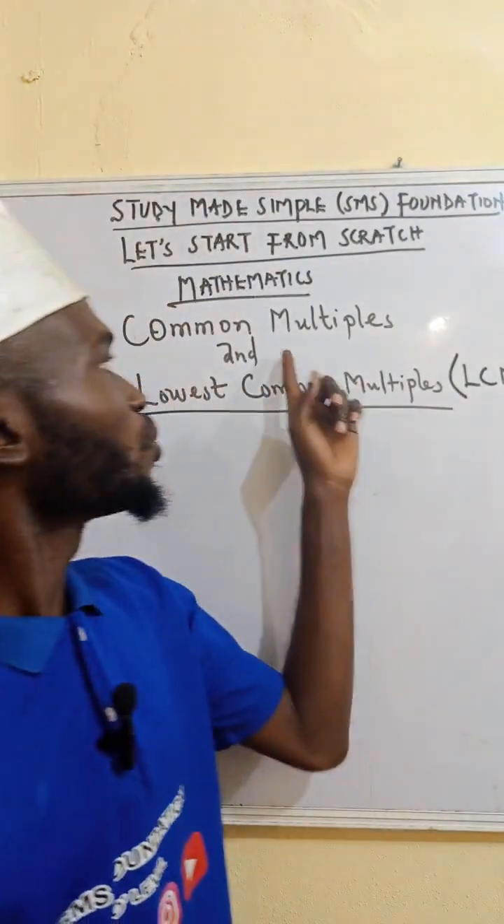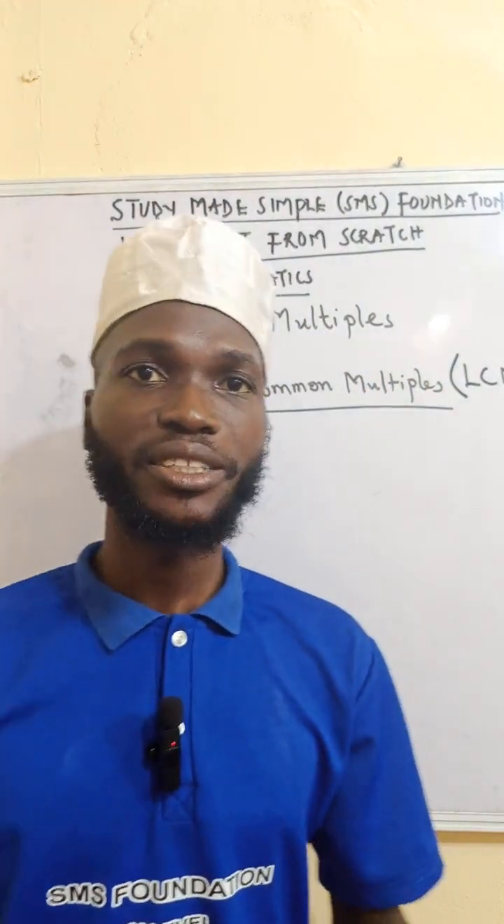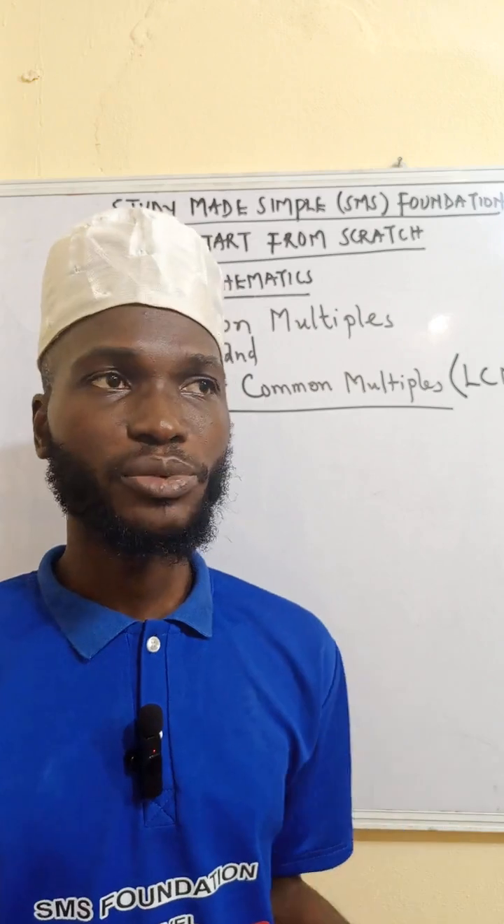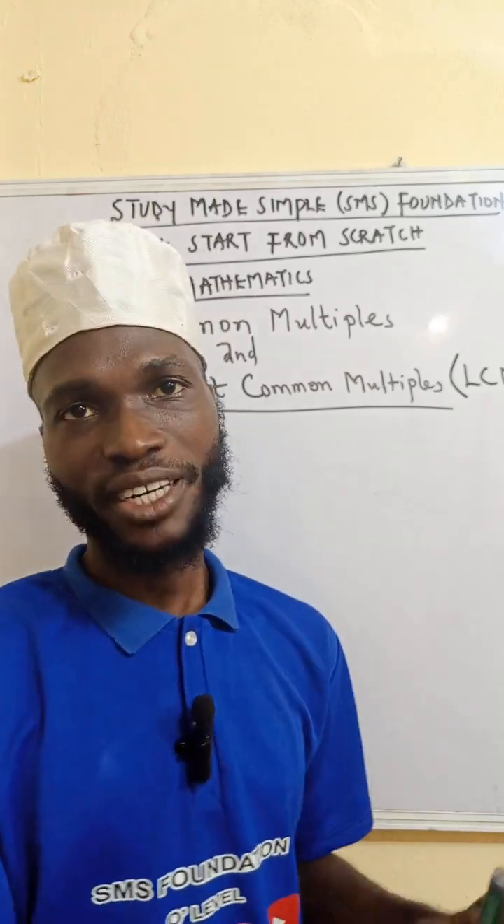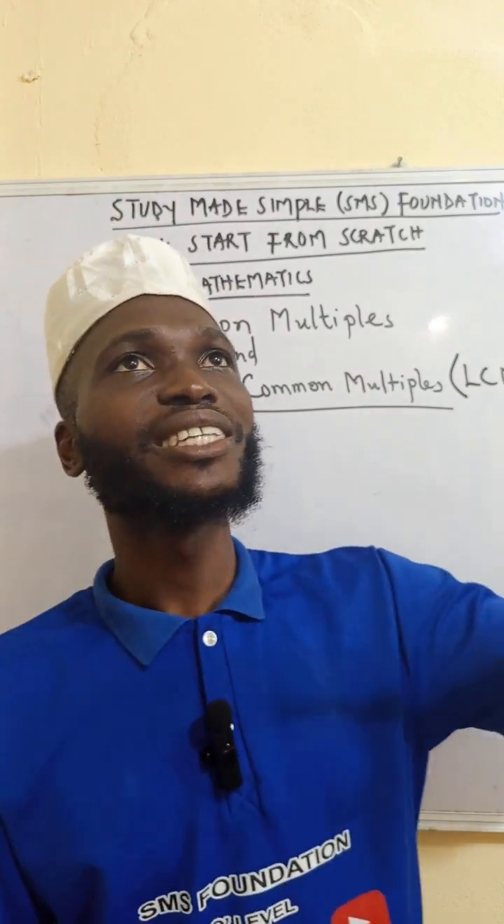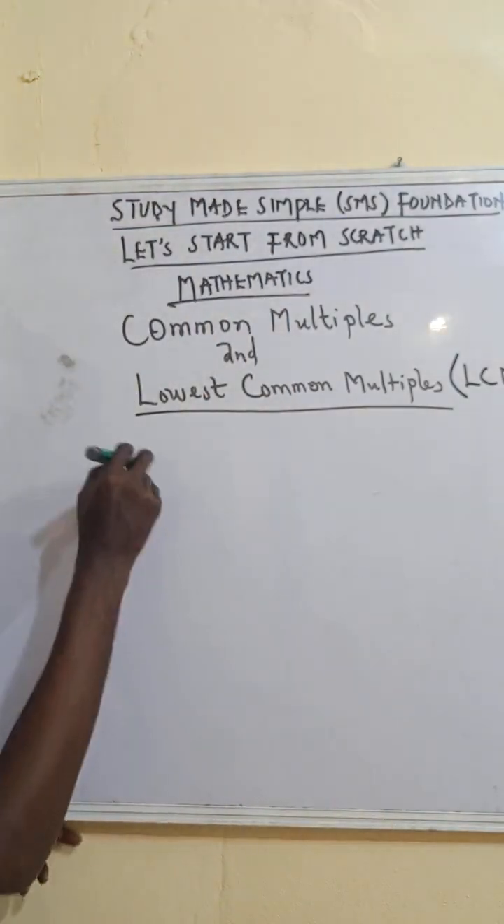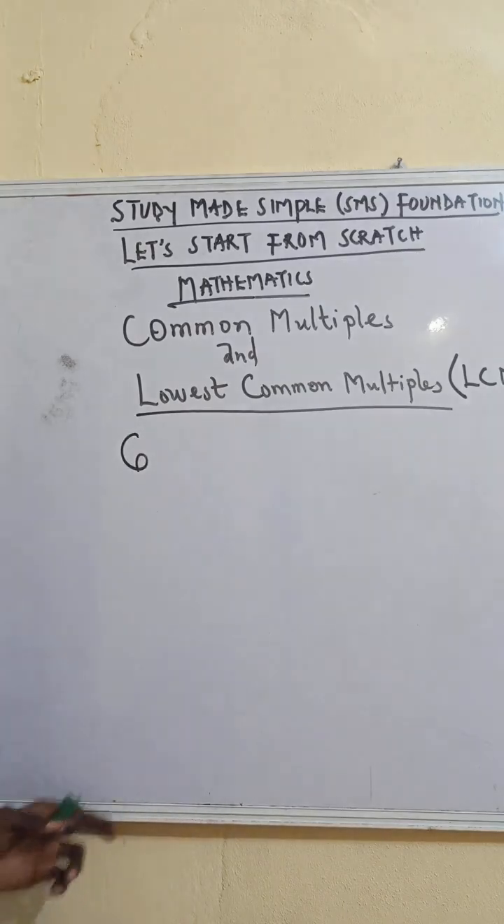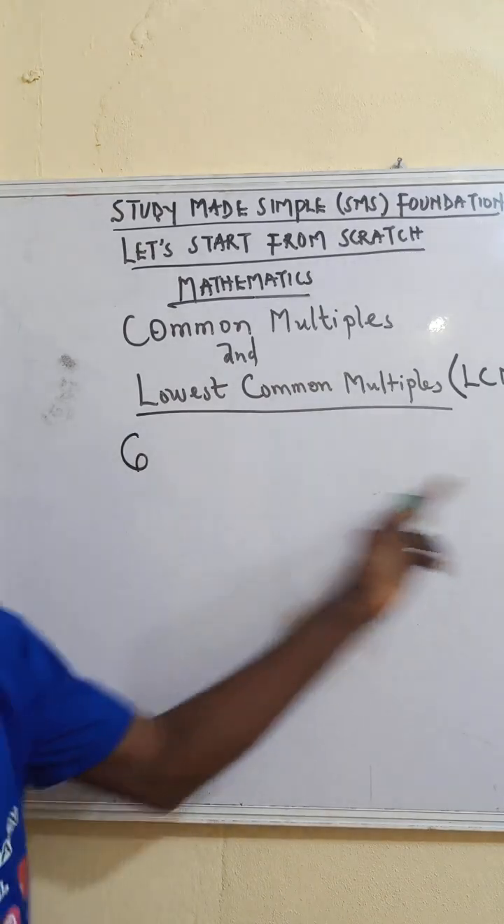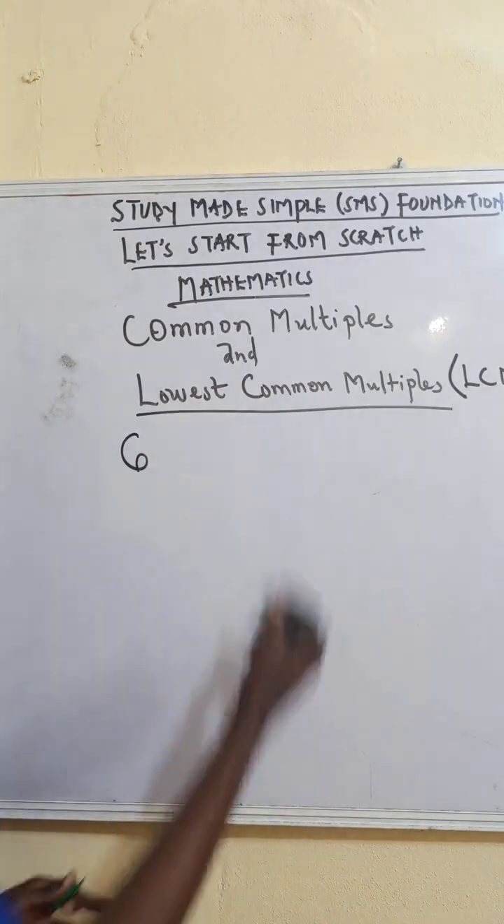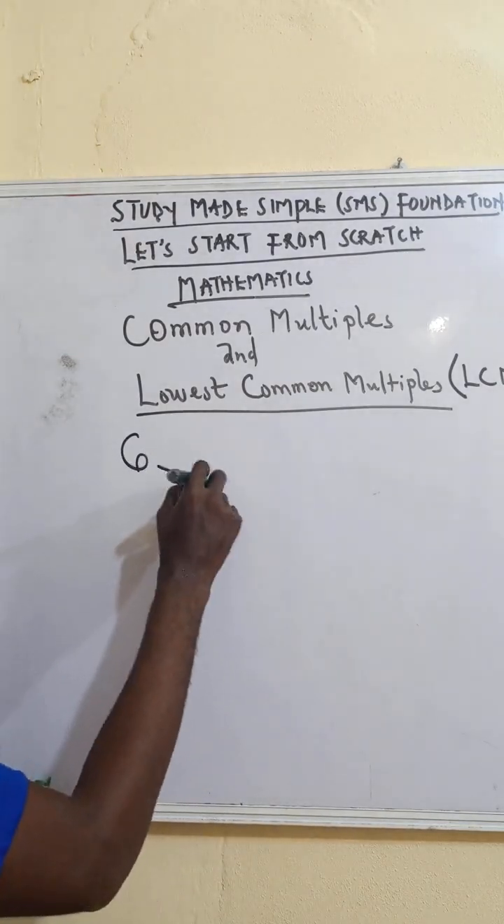Of course, you know what a multiple is. I have defined it before. I said the multiple of any number is the number that that number can divide. Let me make it clear. The multiples of 6, for instance, are the numbers that 6 can divide.